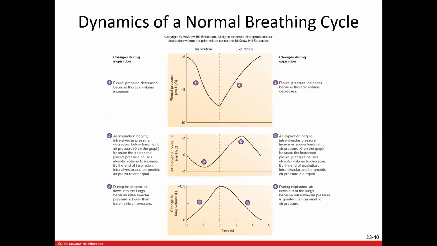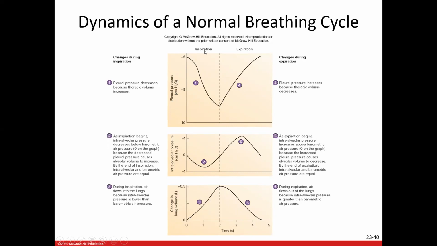So for a normal breathing cycle, so inspiration and expiration, this figure shows three different graphs over top of each other that I'm going to break down real quick. So the first graph you have is your pleural pressure, the pleural cavity we're talking about here. So pleural pressure on the y-axis, graphed against time on the x-axis. Second graph we have is your intra-alveolar pressure, so the pressure in the alveoli on your y-axis, and then time again on the x-axis. And this last graph we have down here is the change in lung volume in liters on the y-axis, and then again time once more on the x-axis.